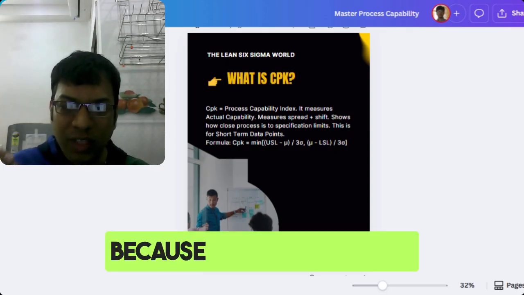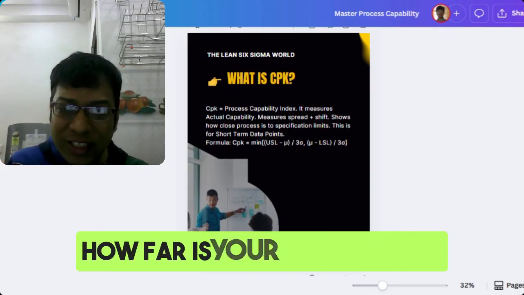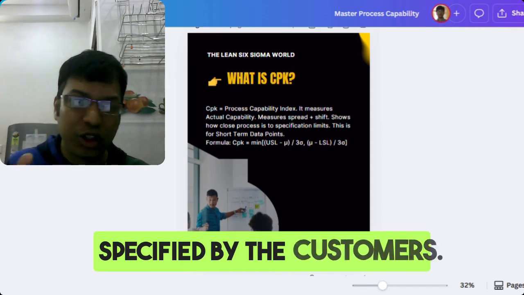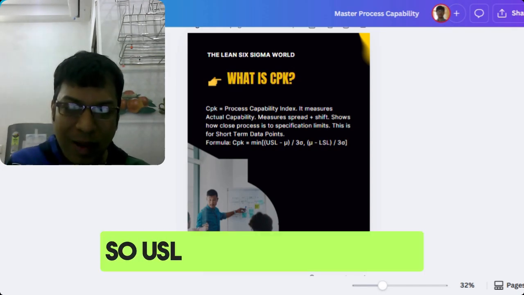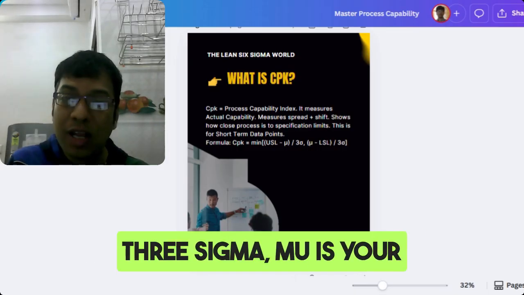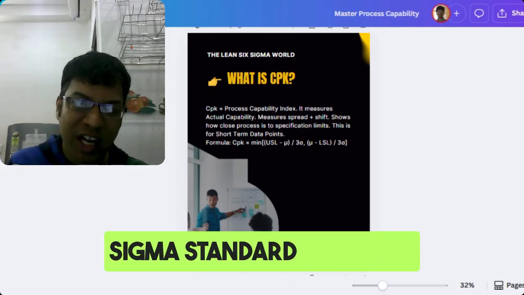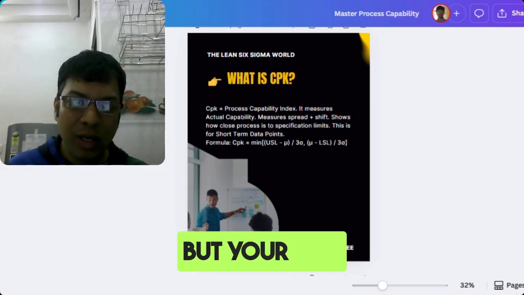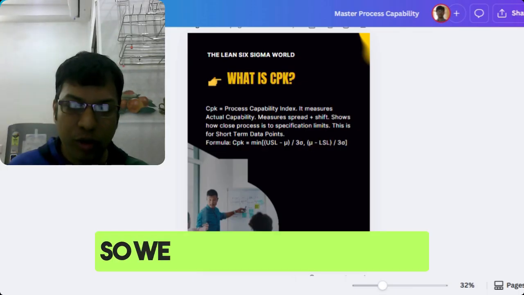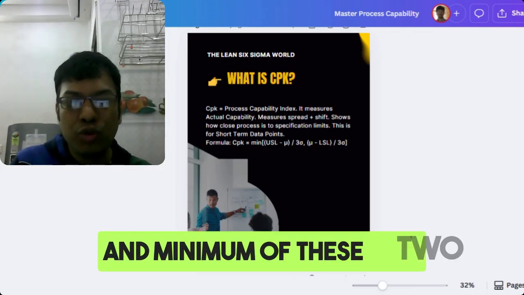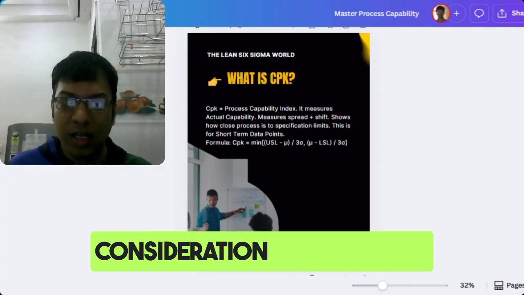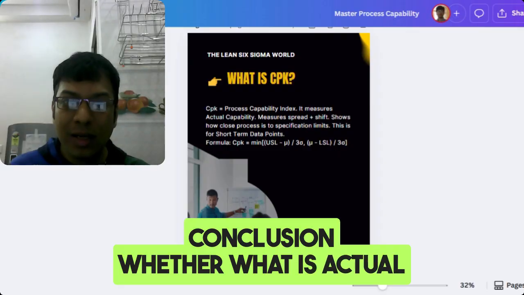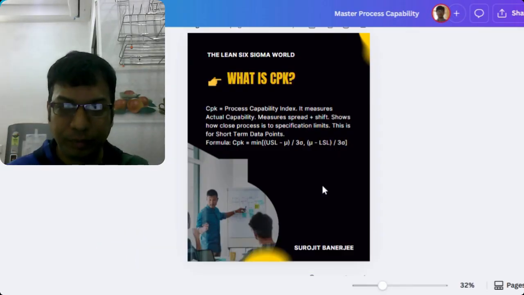Because here we find out how far your mean is from the specification limits that are specified by the customers. So USL minus mu divided by 3 sigma. Mu is your average or mean value, sigma is the standard deviation, and mu minus LSL divided by 3 sigma is nothing but your CPL. So we find out CPU and CPL, and the minimum of these two we take into consideration to come to a conclusion about what the actual process capability is.